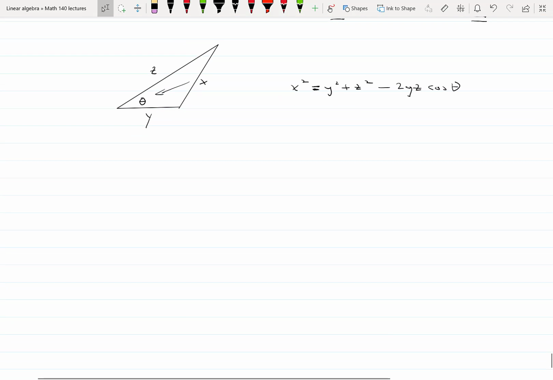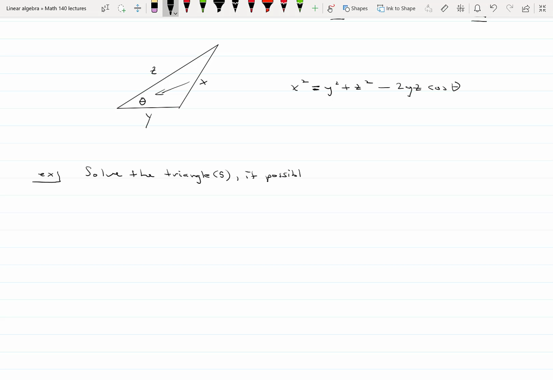So I promised you a shorter video, so let's take a look at 2 examples to finish things up. Example. Solve the triangle or triangles, if possible. Now this is going to be a law of cosines example, so there's only going to be one triangle, and yes, it's going to be possible.